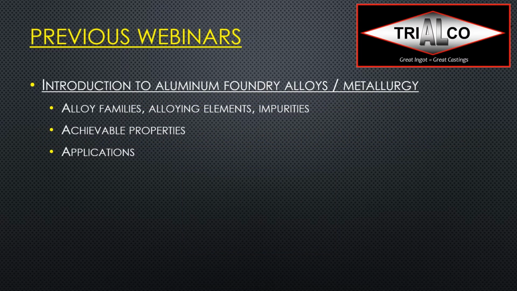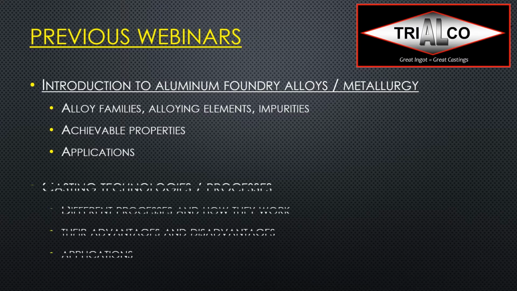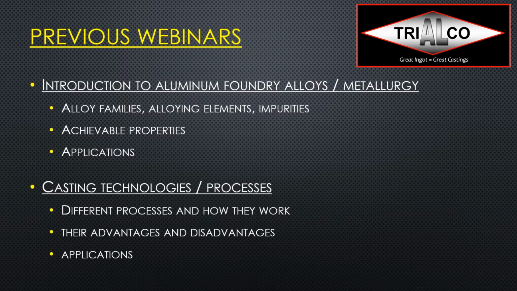One was an introduction to aluminum foundry alloys and metallurgy in general, where we discussed foundry alloys, alloying elements, different impurities in different alloys, achievable properties, and the typical applications of the different foundry alloy families. And the other one, very important, of course, casting technologies or casting processes, where we showed the different processes and how they really work, what are their advantages and disadvantages, and what are the typical applications for each of them.